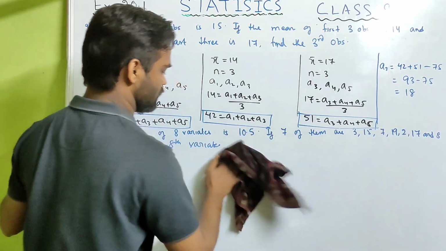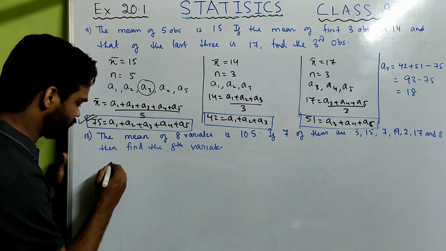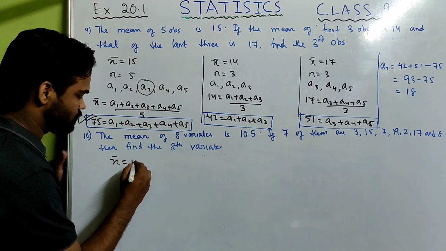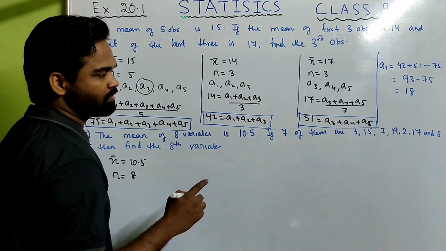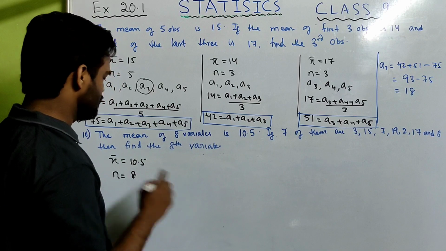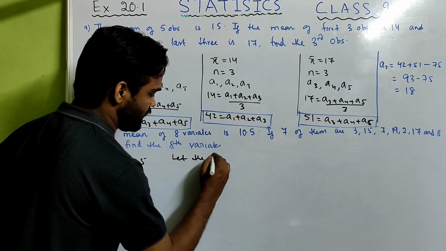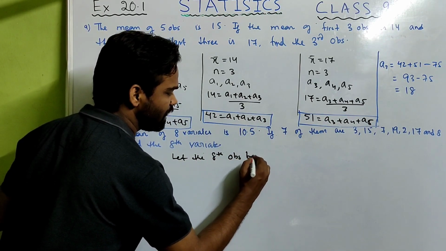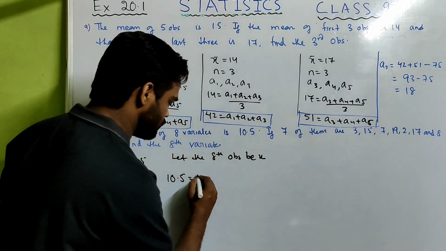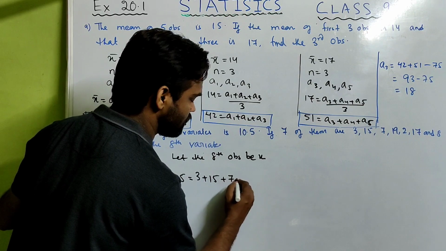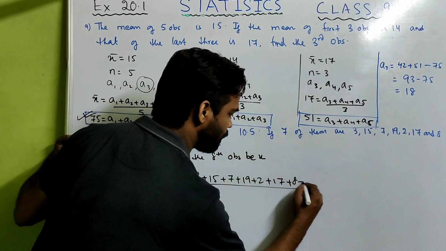Okay. Sum number 10. What does it say? The mean of 8 variate is 10.5, which means x bar is 10.5. The number of observations is 8. If 7 of them are 3, 15, 7, 19, 2, 17 and 8, find the 8th variate. Let the 8th observation be x. Then we can say mean is equal to sum of observations, which is 3 plus 15 plus 7 plus 19 plus 2 plus 17 plus 8 plus x.